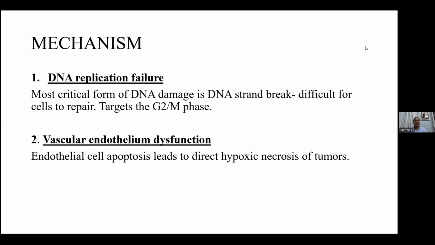So what is the mechanism that stereotactic radiosurgery has on the cells? It targets DNA replication, which is the G2 or the M phase in the cell cycle. This is the most critical form of DNA damage because the strand itself breaks, so it's very difficult for the cells to repair after the replication failure happens. The endothelial cells in the vasculature undergo apoptosis, and this directly leads to hypoxic necrosis of the tumors themselves.